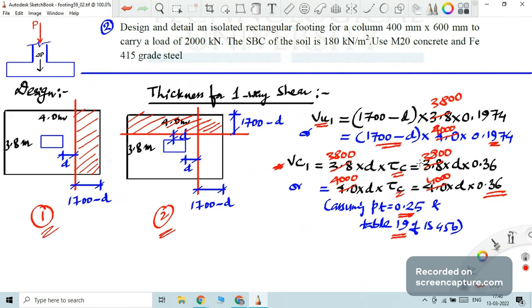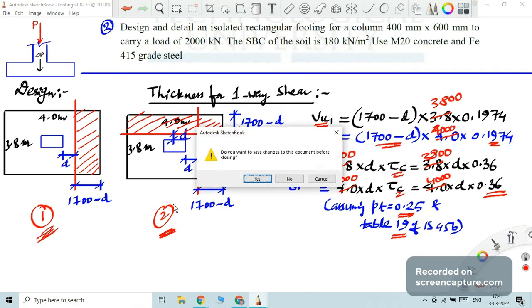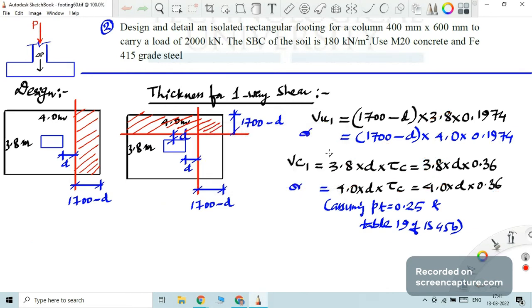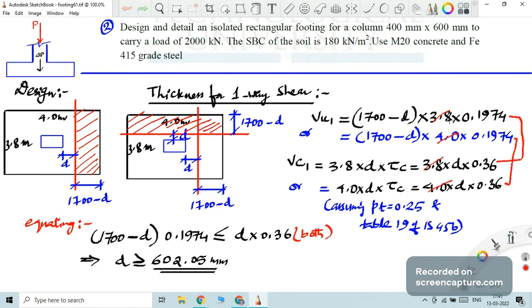Now the VU1 and VC1, you are supposed to equate in section 1 or section 2. So you can see that the same terms are going to get cancelled. Anyway, forget about 3.8, it should be 3800. That is my writing mistake. So you are going to equate these two equations, and the similar term 3.8 is going to get cancelled.